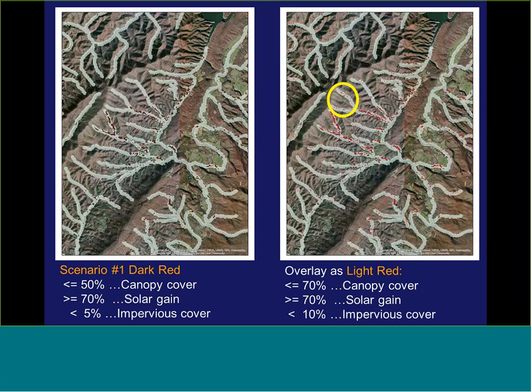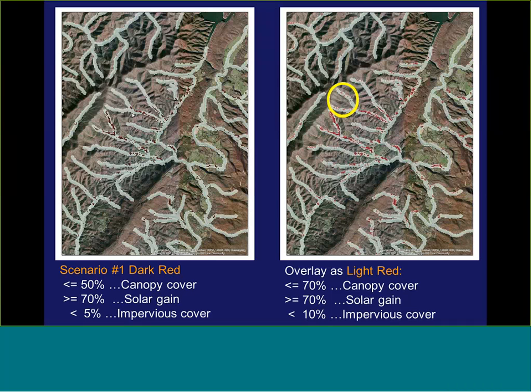And in this scenario, you have examples on how the tool can be sensitive to the parameters. So scenario number 1 on the left, which are these areas in dark red, you can see these are areas that were identified that met the criteria of less than or equal to 50% canopy cover, greater than or equal to 70% solar gain, and less than 5% impervious surface. So the areas that you see in this dark red here are areas that met all those criteria.